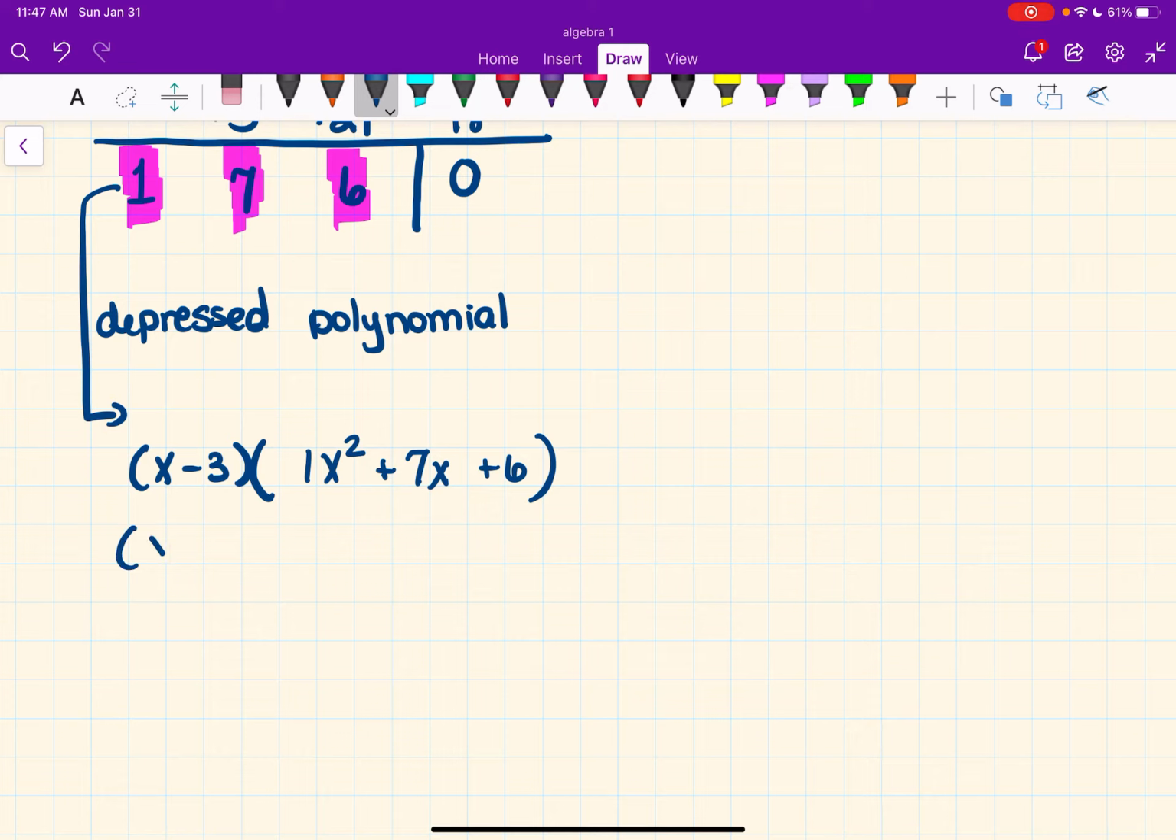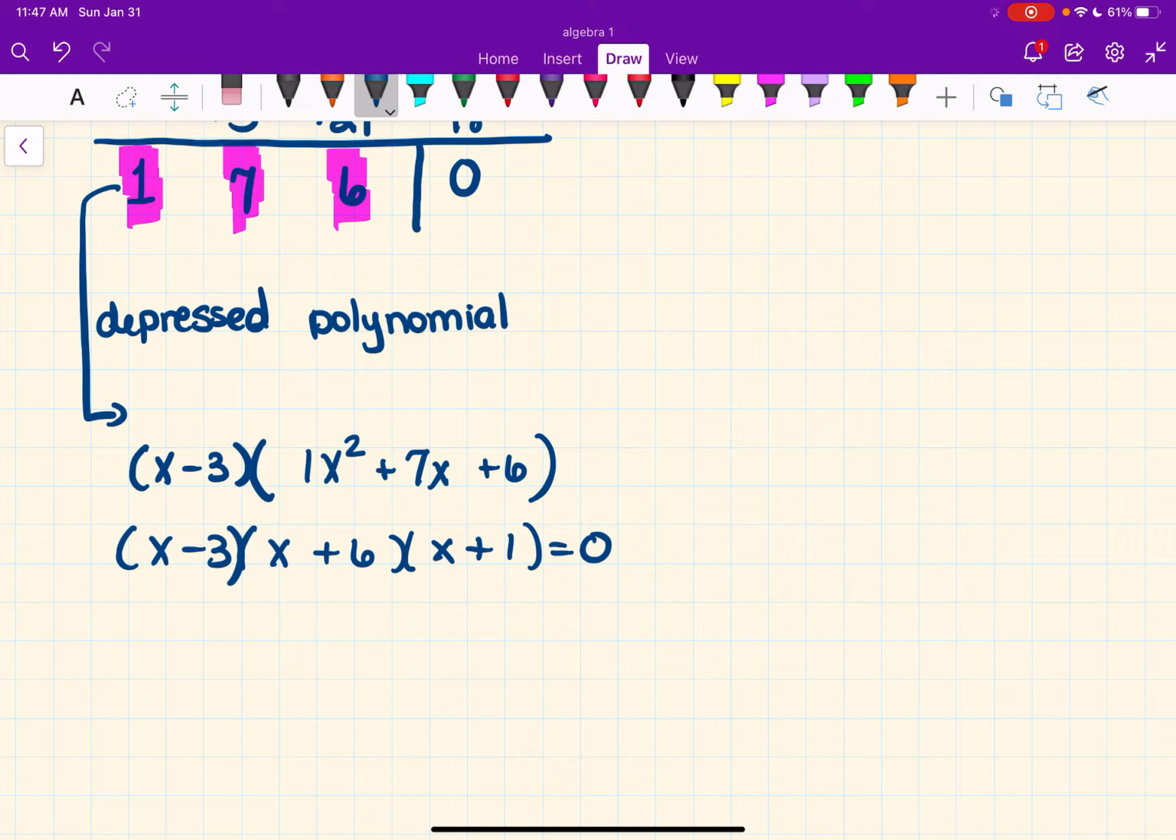Now, if we wanted to continue this even further, I could factor this polynomial. And this polynomial actually factors to x plus 6 and x plus 1. Now if I did the zero product property, I now know all the places it crosses the x-axis. And we're going to use depressed polynomials a lot.